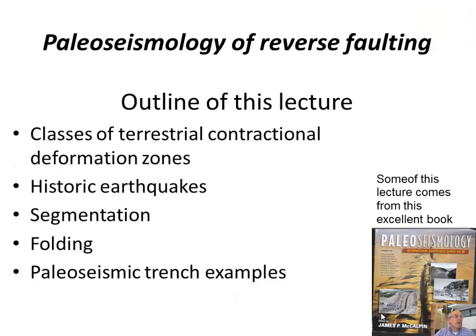So this is the general lecture on the Paleoseismology of reverse faulting, and it is more of a survey as opposed to what I just did, which was a specific review of a single earthquake. So I'll talk briefly about the classes of terrestrial contractional deformation zones, then historic earthquakes and what we learned from them, discuss a little bit about segmentation. Reverse faulting is also really about folding, coseismic folding, and then we'll discuss some trench examples.